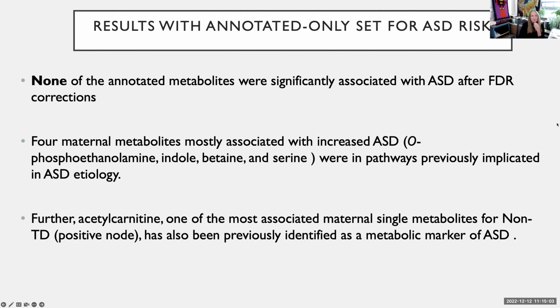For results with the annotated-only set for autism risk, none of the annotated metabolites was significantly associated with risk of ASD diagnosis after the false discovery rate correction. Four maternal metabolites were mostly associated with increased autism risk: phosphoethanolamine, indole, betaine, and serine. All four were also in pathways previously implicated in ASD etiology. However, none of these four fit in a single pathway, so the biological significance is still unknown.